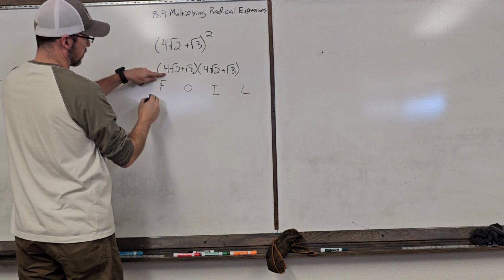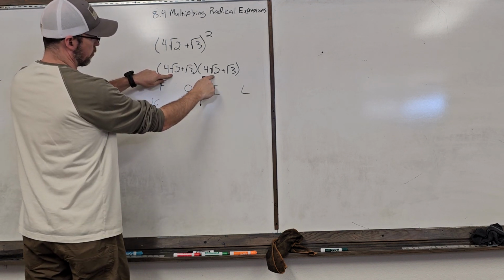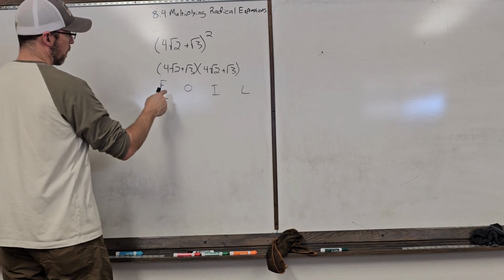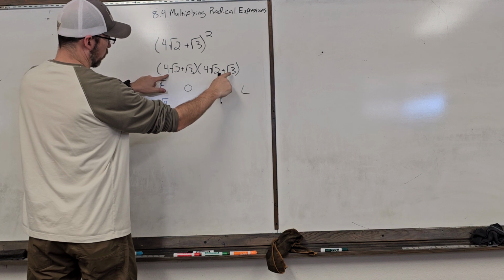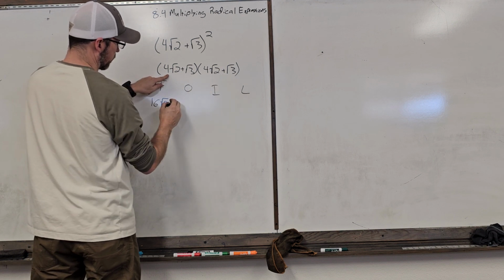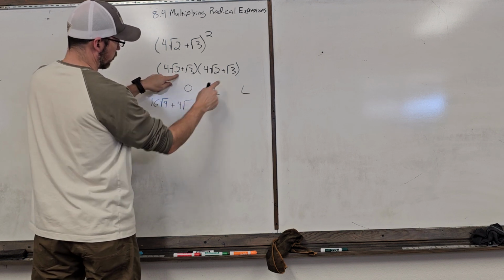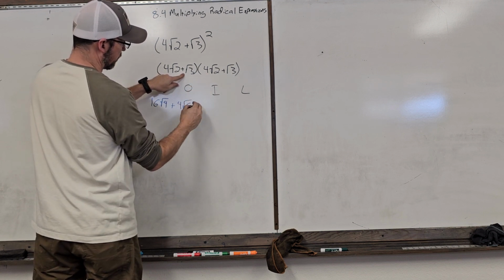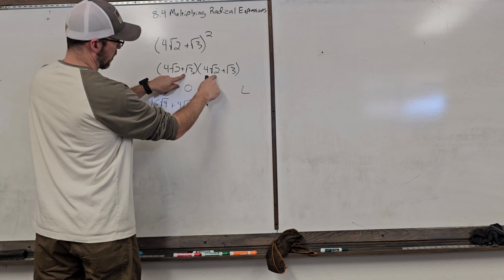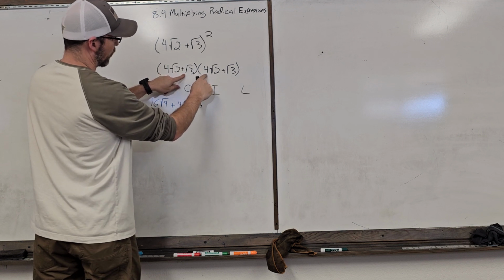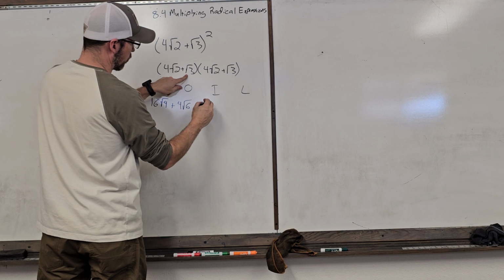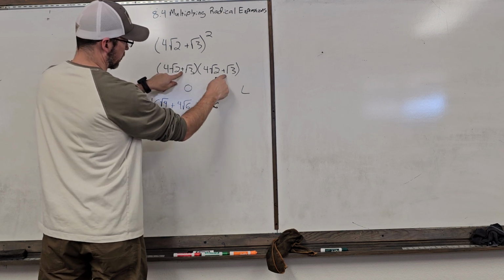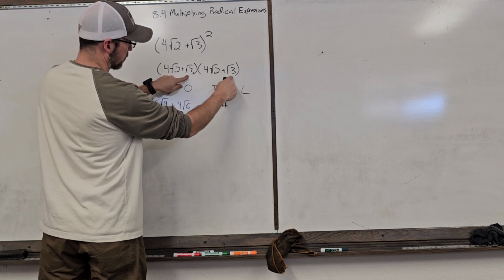4 times 4 is 16. The square root of 2 times the square root of 2 is, I'm just going to leave it like this for now so you can see it a little bit better. Outside times the outside, 4 times 1 is plus 4 square roots of 2 times 3 is 6. A positive times a positive is a positive. 4 square roots of 2 times the square root of 3 is 4 square roots of 6. Positive times a positive is a positive. Square root of 3 times the square root of 3 is 3.